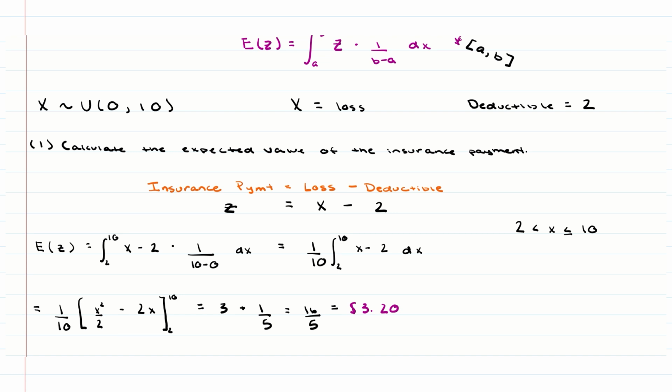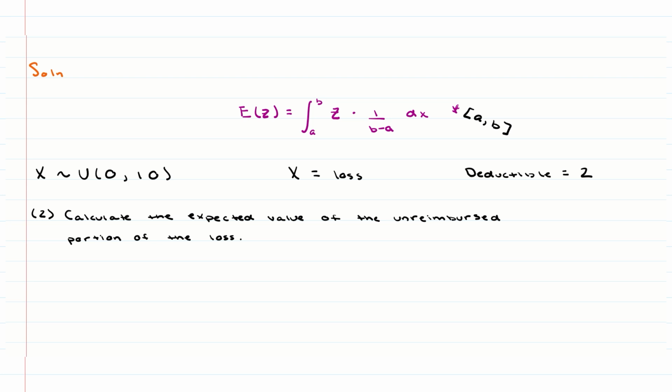So now moving on to the second part of our example. Here we're asked to calculate the expected value of the unreimbursed portion of the loss. So that would be the out-of-pocket cost for the insured person. Now in this part of the example, the unreimbursed portion of the loss is the part that we don't know. That's what we're solving for. So I'm going to use the variable Z to represent that. So when does the insured person need to pay money out of their own pocket for a loss? That's going to be when the loss is less than or equal to the deductible. We'll also need to make sure to include the lower bound of our interval, which is 0.